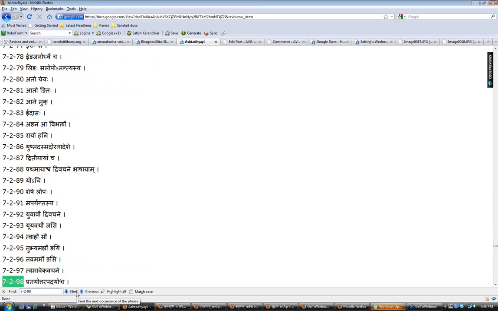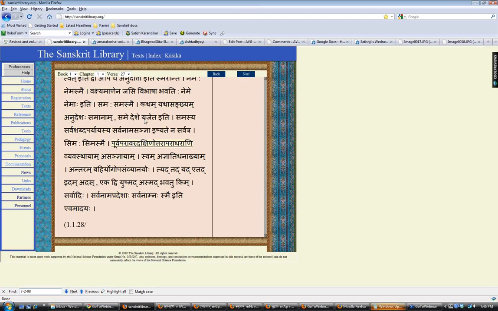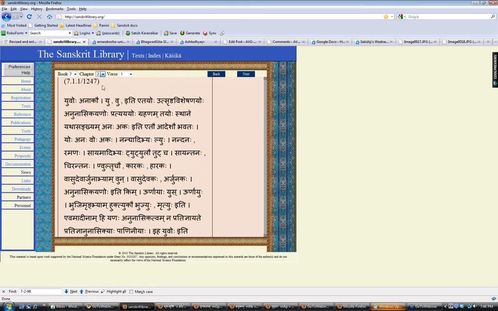Pratyaya padayoscha. What is this sutram saying now? Let's look at this sutram, 7298. And why do we need this sutram right now? Let's look at this one, 7298. Now you can appreciate why this usage is like that.